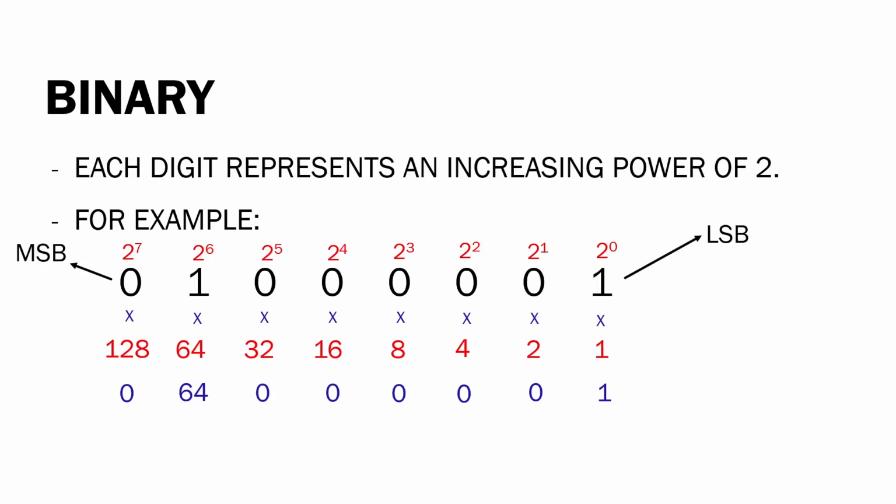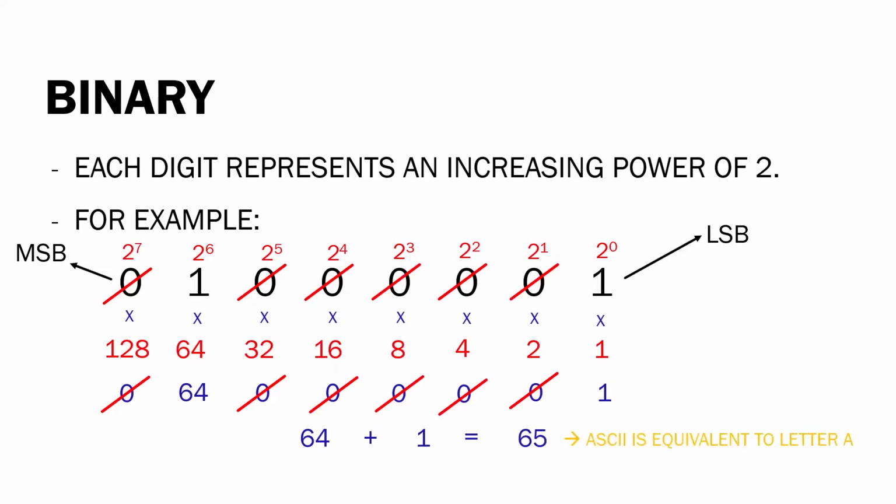Since zeros represent the off state, we will not include them. We will just take 64 and 1, and we will add 64 and 1 to get the sum, which is 65. And 65 in ASCII table, or American Standard Code for Information Interchange, is equivalent to letter A. Yes, the binary equivalent of letter A is 01000001.